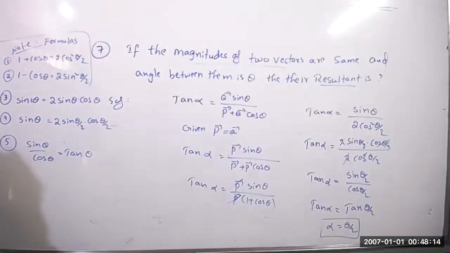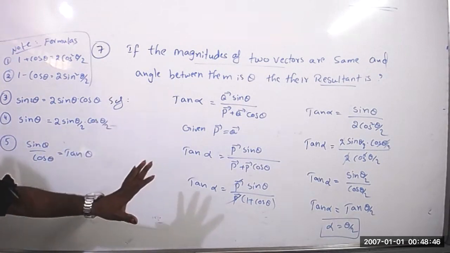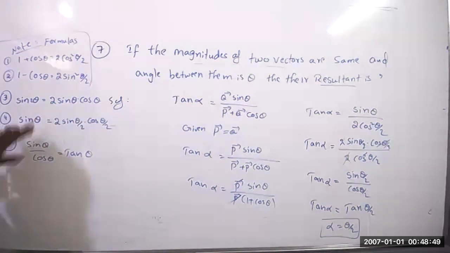Understand clearly? Alpha equal to theta by 2, that is the direction. Any doubt? No doubt, right? So, can you read the third formula? This one? Okay.